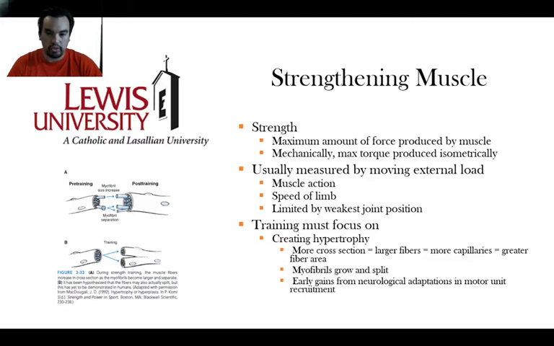Usually we measure your strength by moving some type of external load, so when you think of like a bench press or something like that. And then you have to look at a couple things when we're measuring that. You have to look at the muscle action, the speed of the limb, and a maximum amount of force. So the strength of a muscle is going to be limited by the weakest joint position.